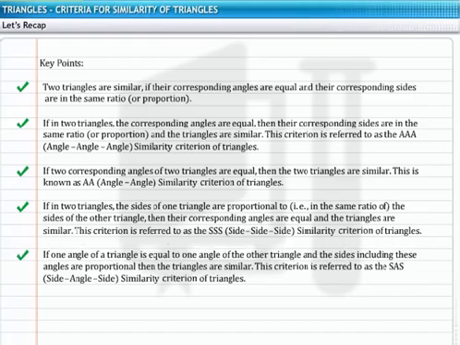If one angle of a triangle is equal to one angle of the other triangle, and the sides including these angles are proportional, then the two triangles are similar. This criterion is referred to as the SAS, or the side-angle-side similarity criterion of triangles.